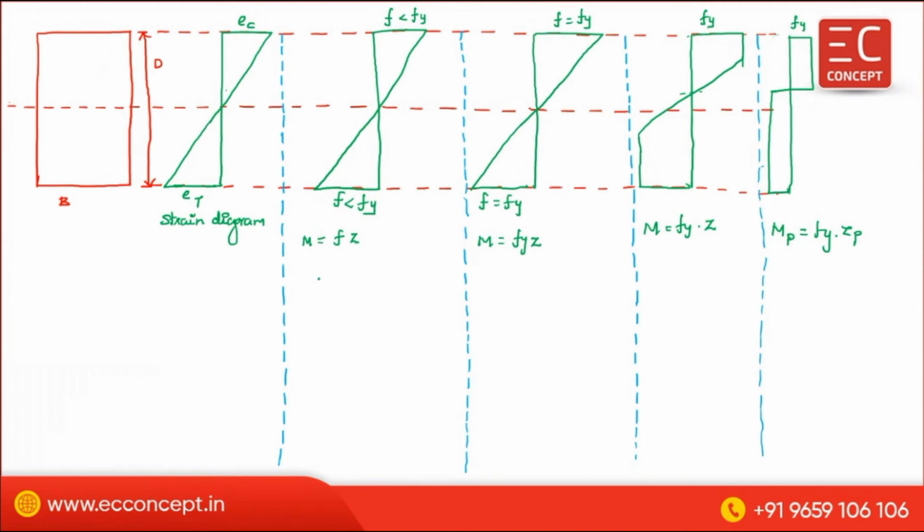Now, this moment is called the safe moment of resistance. That's the first one. And the second one is the yield moment of resistance. Why yield moment of resistance? See, here the stress is corresponding to yield stress. That is the reason.